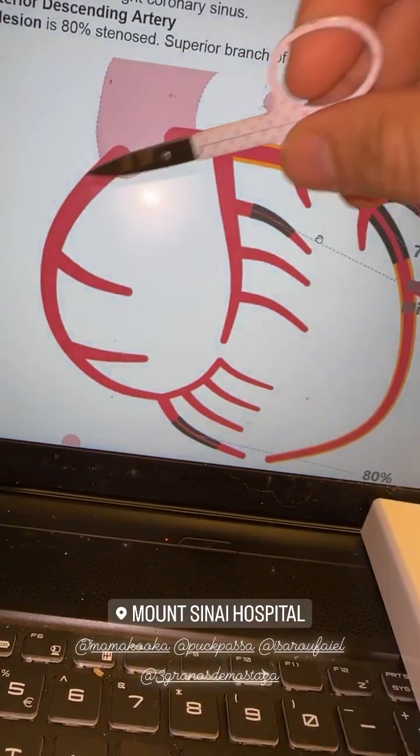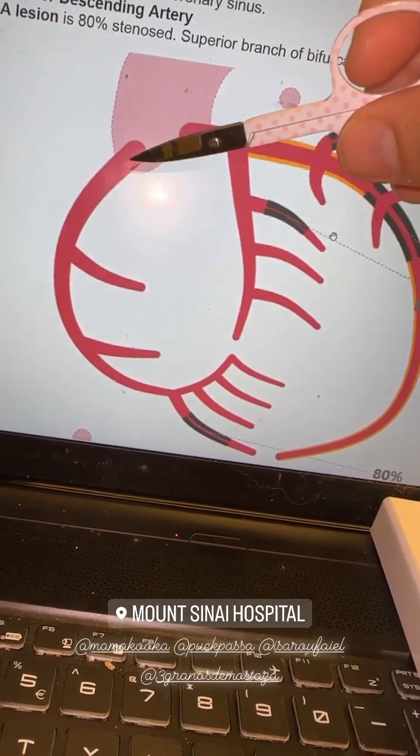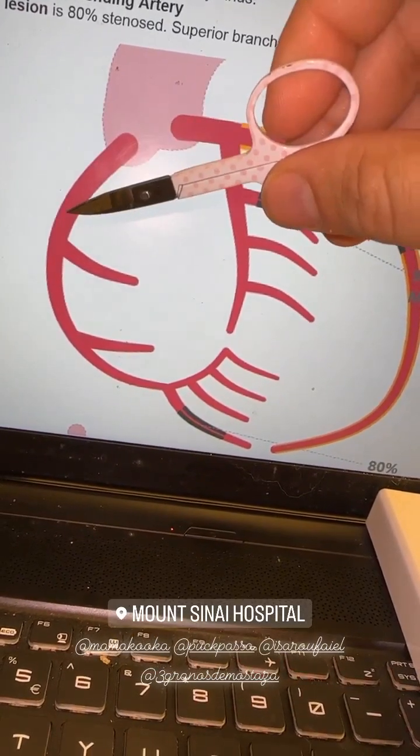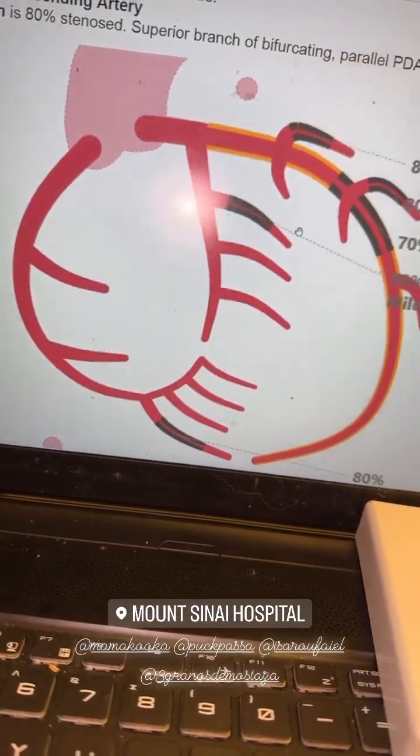So you see there's two branches. There's the right coronary artery. I don't know, to you it's your left, but you got to think of the patient. That's their right coronary artery, and then this is the left coronary artery. And then you see there are several branches that come off of it.